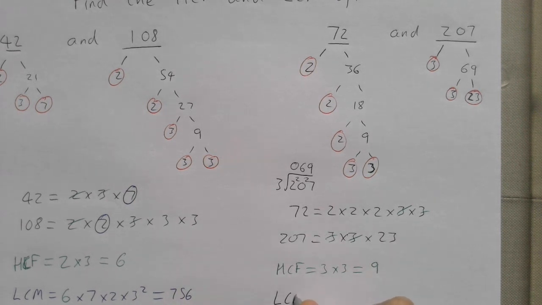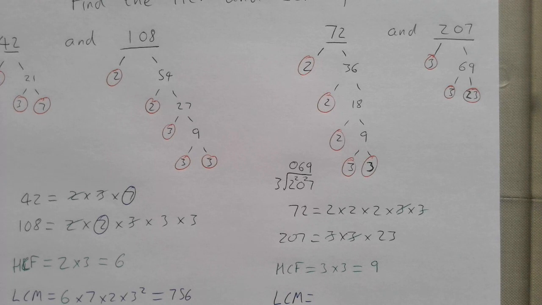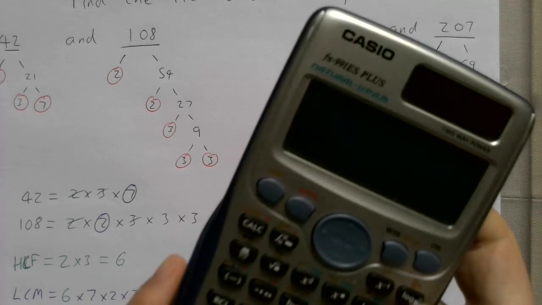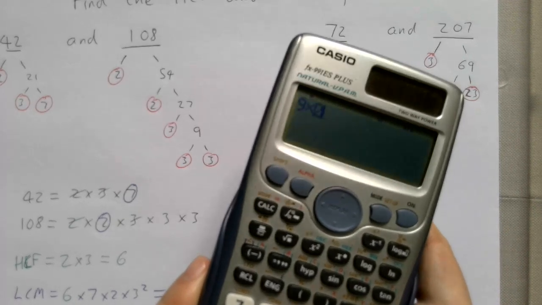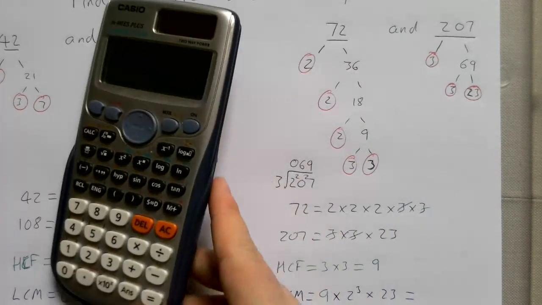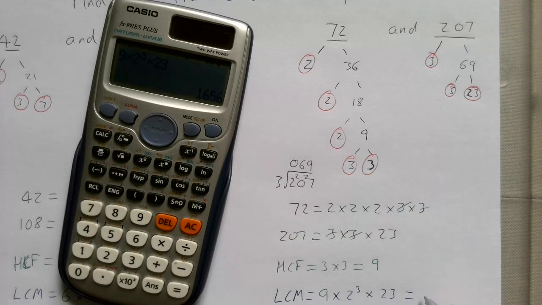And then the lowest common multiple is our highest common factor, which is 9, multiplied by 2 times 2 times 2. I'm going to write that as 2 cubed. And the 23 that was left in 207. And that's going to give us 9 times 2 cubed times 23 equals 1,656.